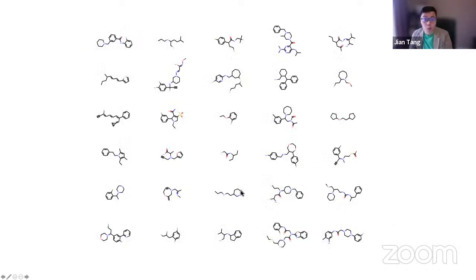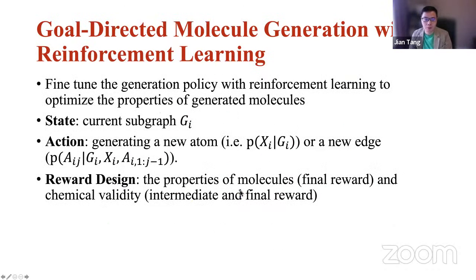In terms of reward, this is also not difficult to design, because our goal is to find molecules with optimal properties. So we can simply treat the properties of the final molecules as the final reward. Of course, we can also define other rewards. We need to find chemically valid molecules, so we can use chemical validity as the final reward, and also as an intermediate reward, because during the generation process we also hope the substructures generated by the algorithm to be chemically valid.